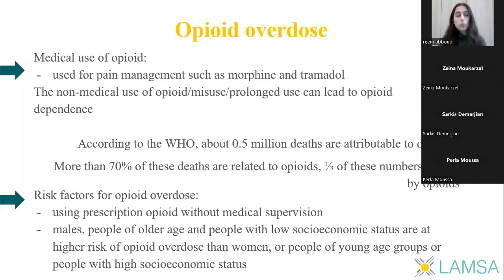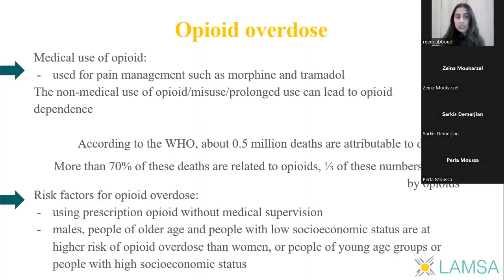So, moving on to the opioid overdose, we know that opioids can be used in a medical case, for example, for pain management, such as morphine. But non-medical use, misuse, or prolonged use can all lead to opioid dependence. Now, according to the WHO, about 0.5 million deaths are attributable to drug use, and more than 70% of these deaths are related to opioids. One third of these numbers is caused mainly by opioid overdose.